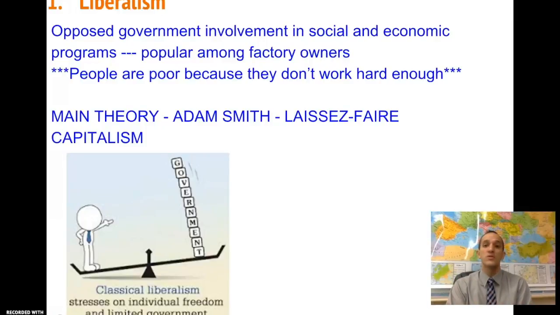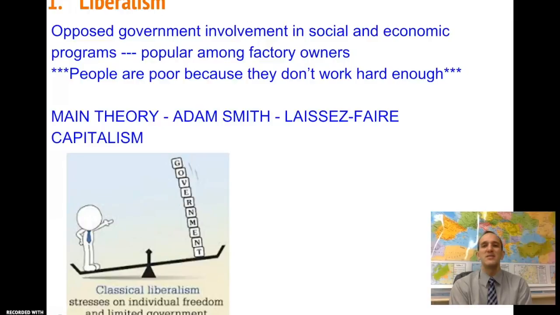And if no one wants to work for $1 an hour, then businesses will be forced through the free market to raise their wages in order to get people to work for them. This is really popular among factory owners. You can imagine if the government stays out of business, the factory owners can make more money as a result. So really what we're seeing here is this is more popular with factory owners. This is very Adam Smith.